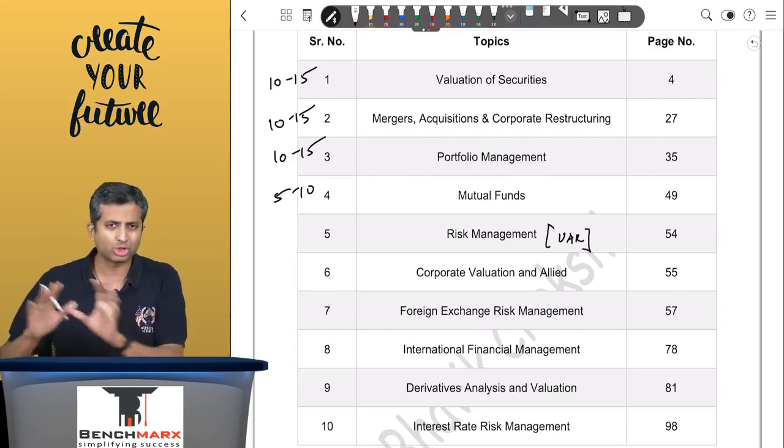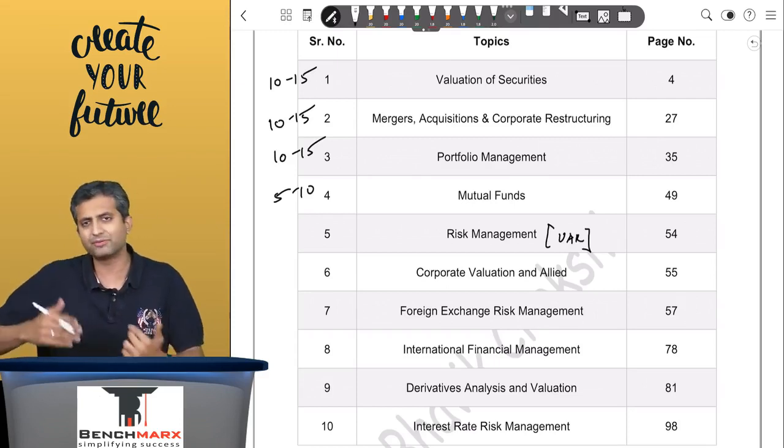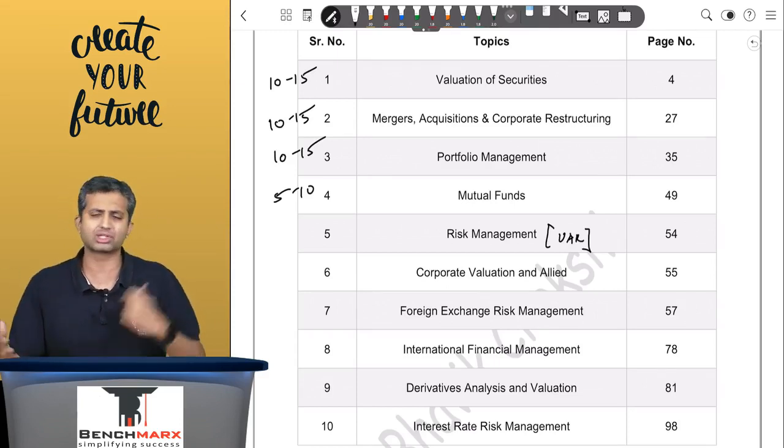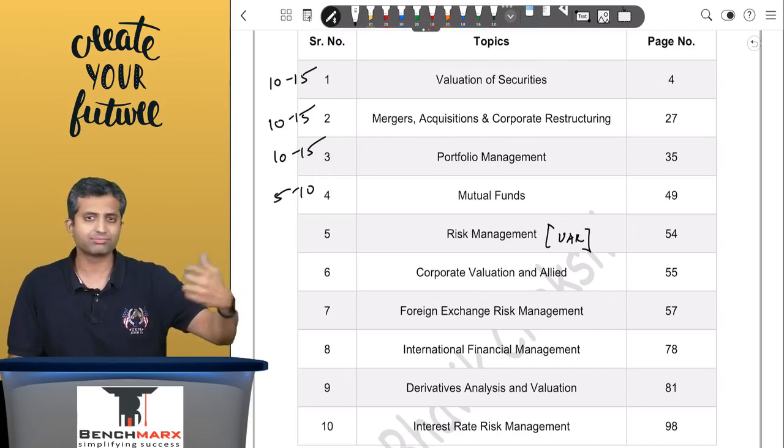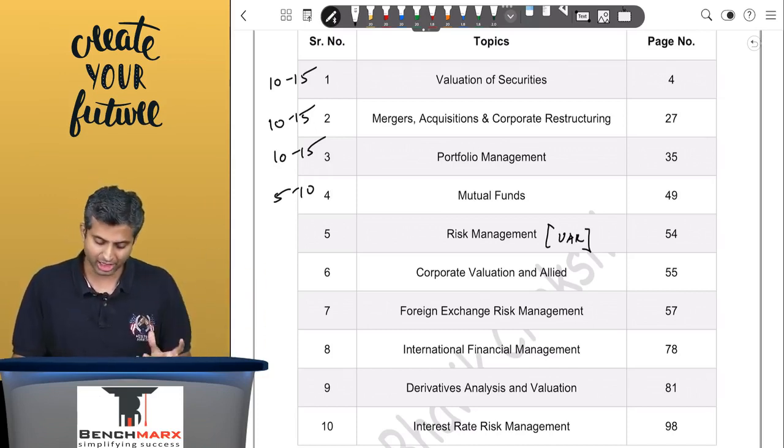Corporate valuation and allied is also a very general topic, which covers different techniques of valuation other than your standard valuation technique using discounted cash flow.